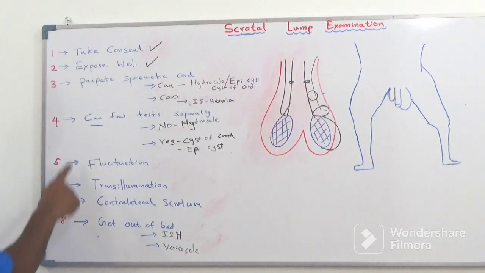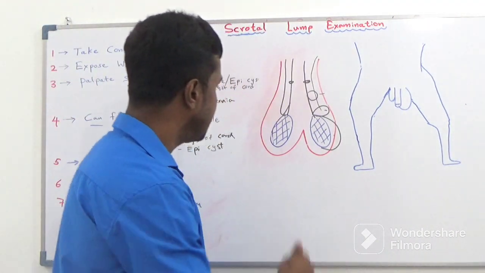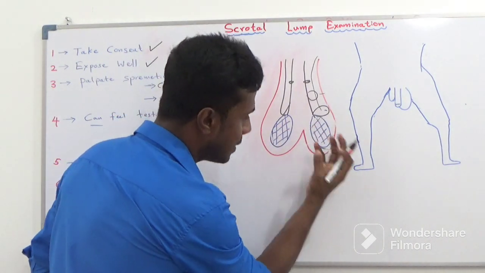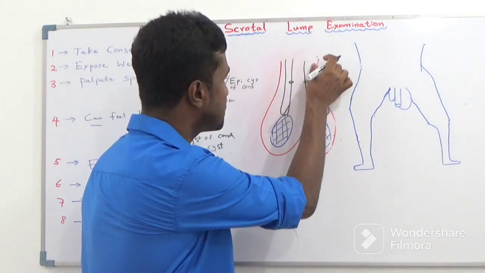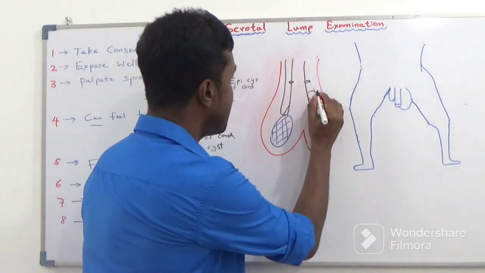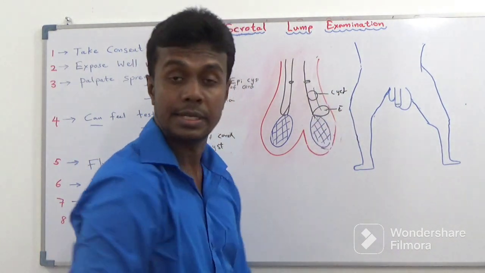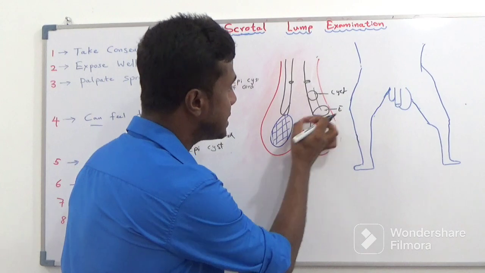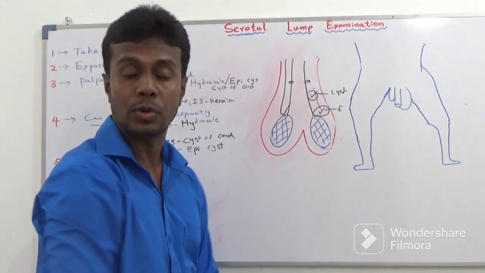Next one, number 4. Check whether you can feel the testis separately. Here is your testis. If you can palpate the testis separately, and you can palpate the spermatic cord as well, but there is a lump, that means the lump is from here to here. It can be a cyst of the cord. It can be an epididymal cyst.